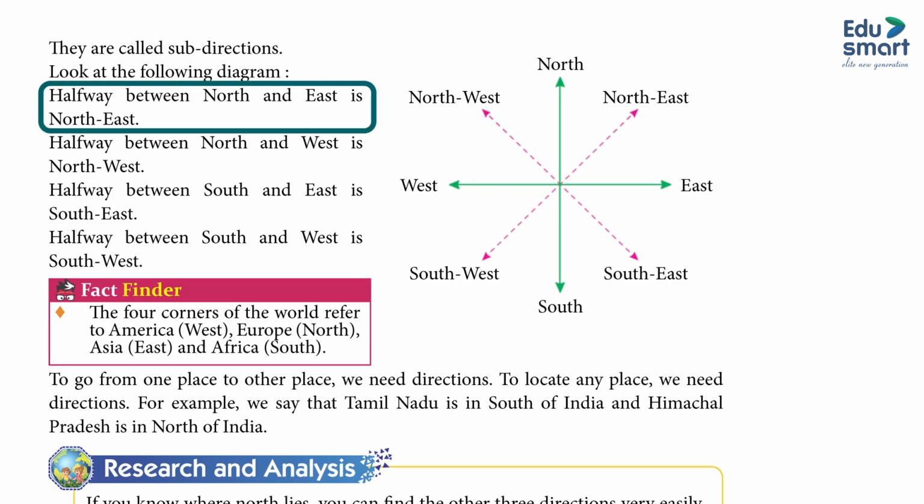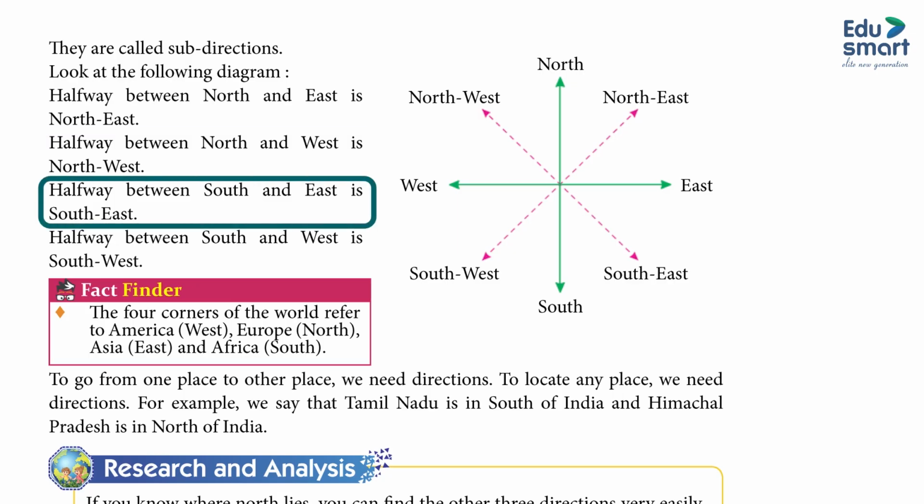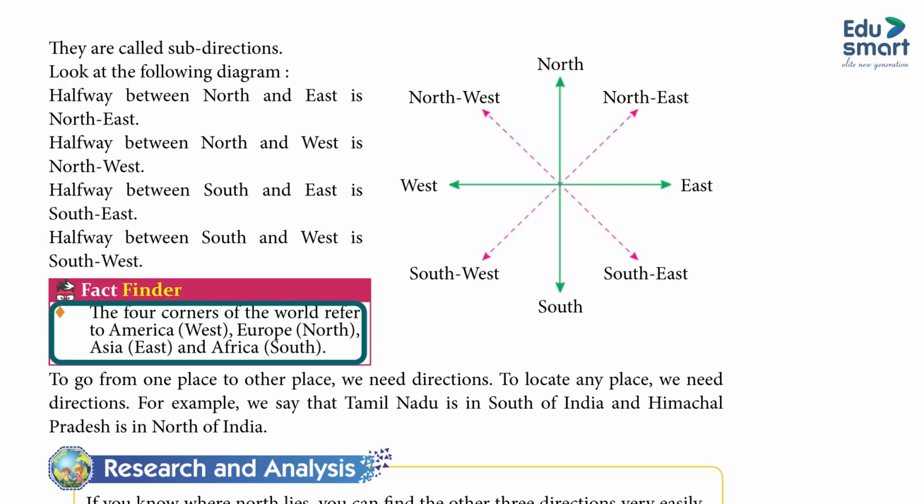Halfway between north and east is northeast. Halfway between north and west is northwest. Halfway between south and east is southeast. Halfway between south and west is southwest. Fact Finder. The four corners of the world refer to America West, Europe North, Asia East and Africa South.